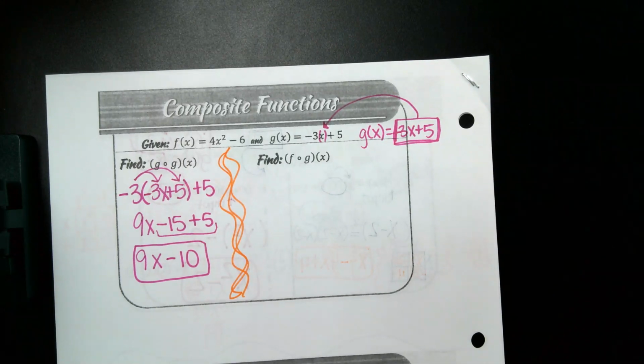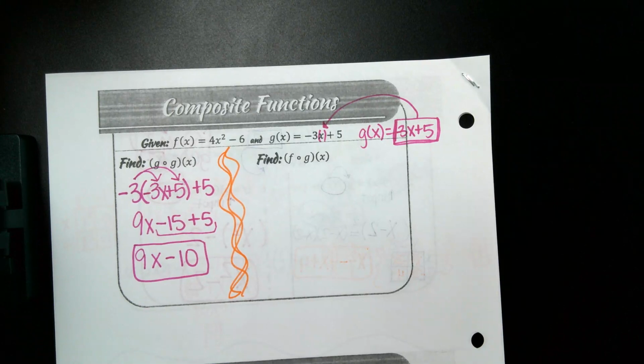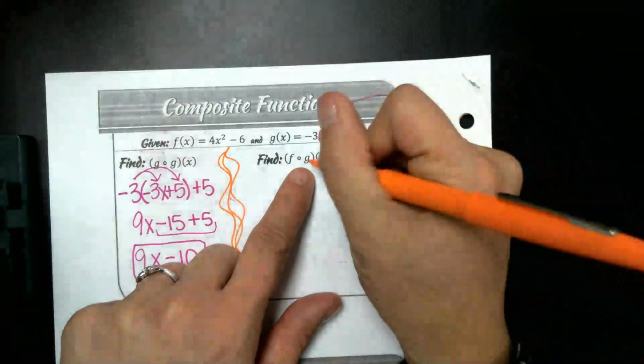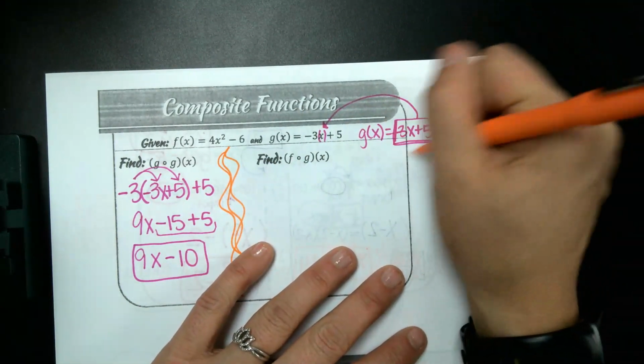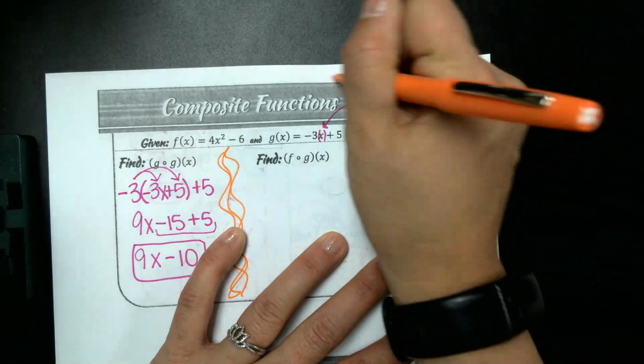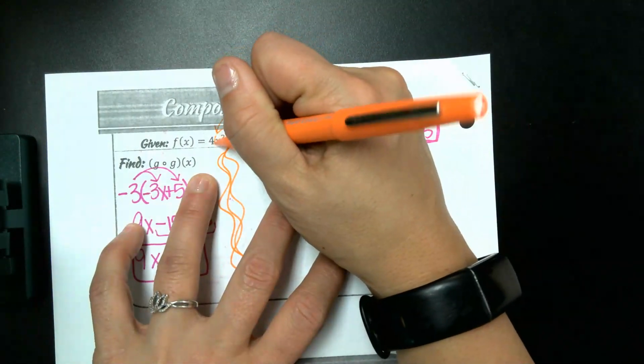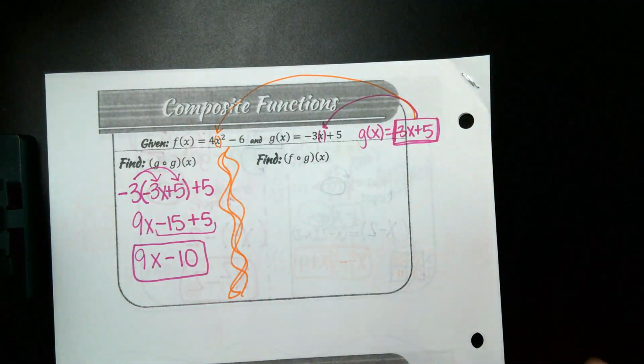Now this next one is kind of difficult. This one says we're going to take G and we're going to plug it into F. So we're going to take the negative 3x plus 5 and plug it over here into F. Here, don't write anything down, just watch real quick.